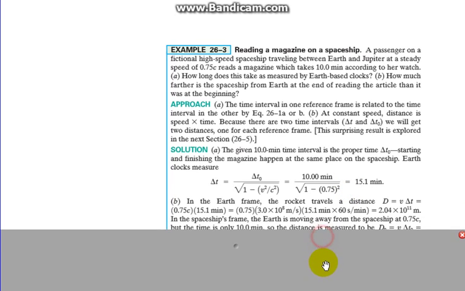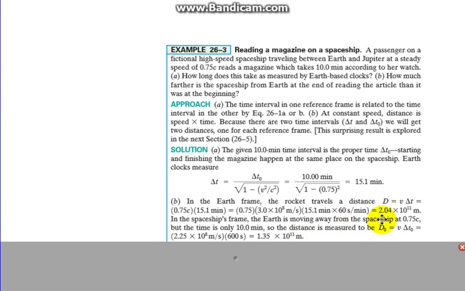In the Earth frame, the rocket travels d equals v times t, so 0.75 c times that 15.1 minutes, and of course c is 3.0 times 10 to the 8, so 2.04 times 10 to the 11 meters.